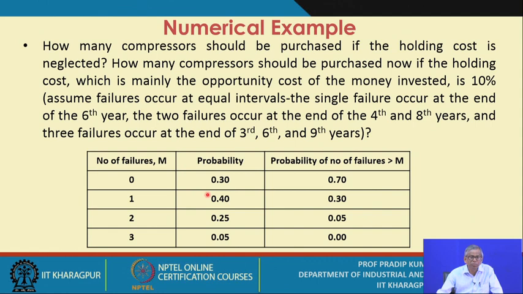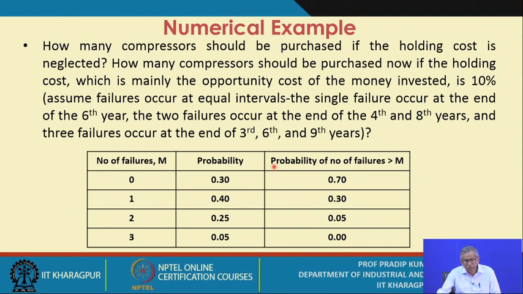Based on the frequency counts, we have this data. If the number of failures is 0, the corresponding probability is 0.30. That means in 30% of the cases there will be no failure at all. With one failure the probability is 0.4, with 2 failures the probability is 0.25, and with 3 failures the probability is 0.05. Just 5% of the cases will have 3 failures.